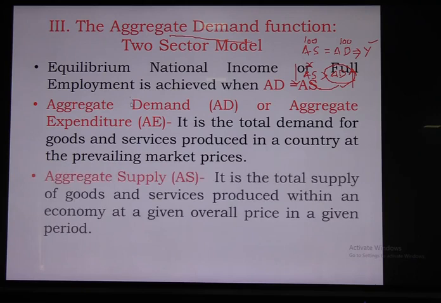Then what is aggregate supply? It is the total supply of goods and services produced within an economy at a given overall price in a given period, which means the total value of goods produced by a country. Last year India produced 100 crore rupees value of output. Then aggregate supply is equal to 100 crore rupees. If these two concepts are equal to each other, that is full employment or maximum growth.